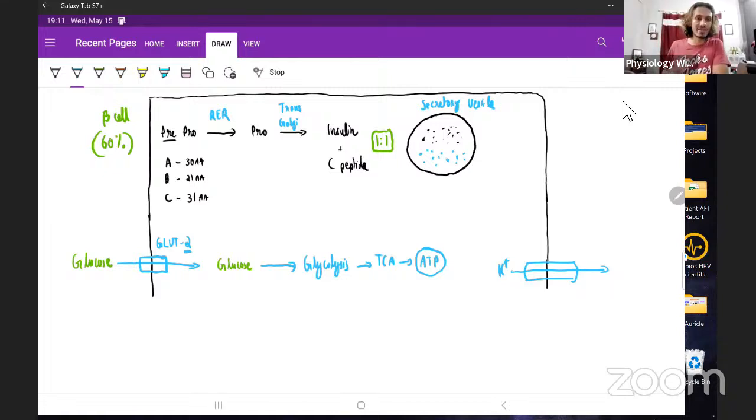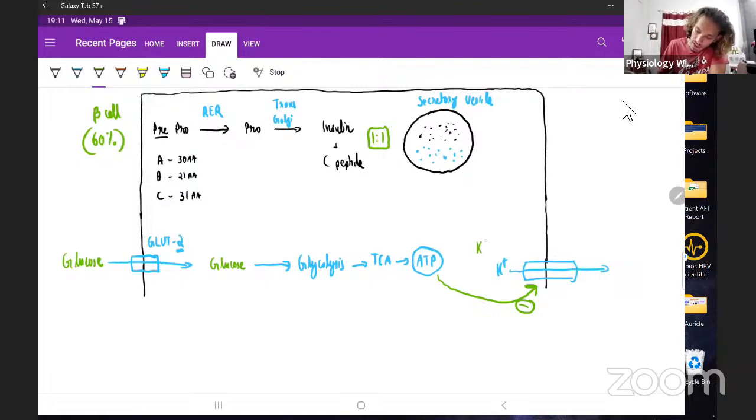Now, once glucose comes in, you use glucose for glycolysis and you form ATP. Then your ATP will go and inhibit this channel. So this is an ATP sensitive potassium channel, which gets inhibited when glucose is present. Okay. So now that this is inhibited, what is the scenario? More potassium ions keep accumulating inside instead of going outside. So inside becomes more positive, which means the threshold for depolarizing some other channel will be much easier.